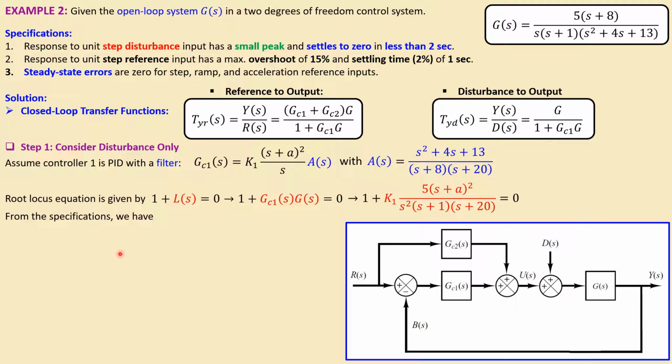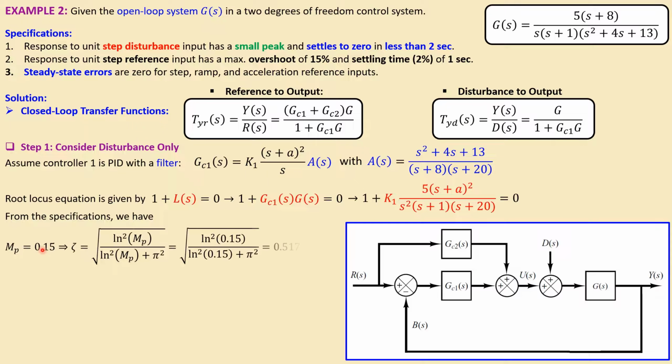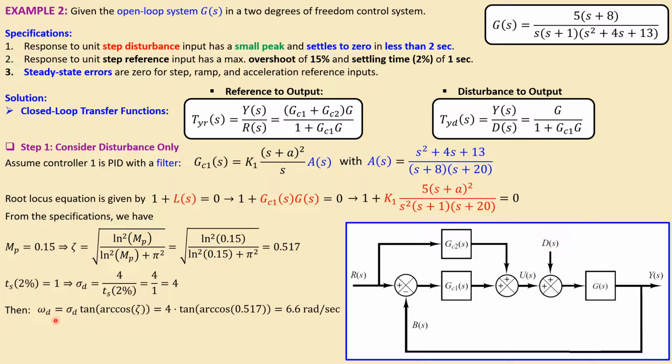Okay, from the specification, that's also important. We know that the maximum overshoot must be 15% or 0.15, and then the damping ratio will result using this formula. We have done it also many times in the previous videos, it is 0.517. Now the settling time of 1 second will result in a sigma d, the absolute damping, of 4 radians per second. Then we can use omega d, which will give us the imaginary value of our design point. Using this formula, it is 6.6 radians per second.